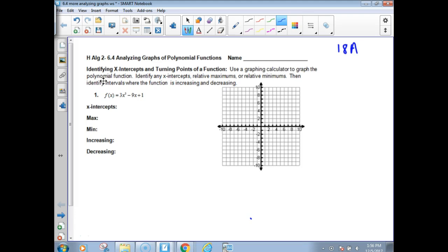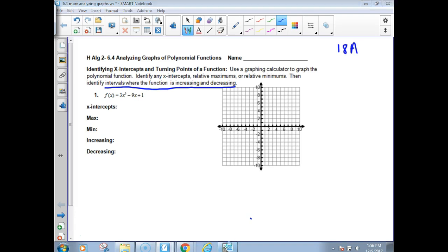Use a graphing calculator to graph the polynomial function. Identify any x-intercepts, relative maximums or relative minimums. Then identify intervals where the function is increasing and decreasing. They will be in x intervals.